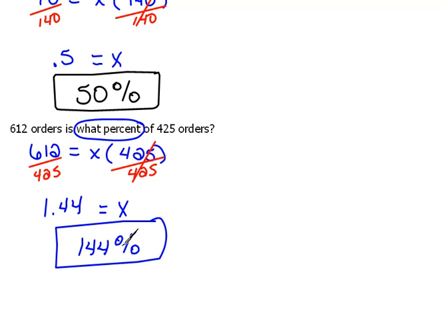Now think about it, this makes logical sense. 612 orders is a percentage of 425. It's more than our 425, so it should be over 100%. That makes logical sense now.